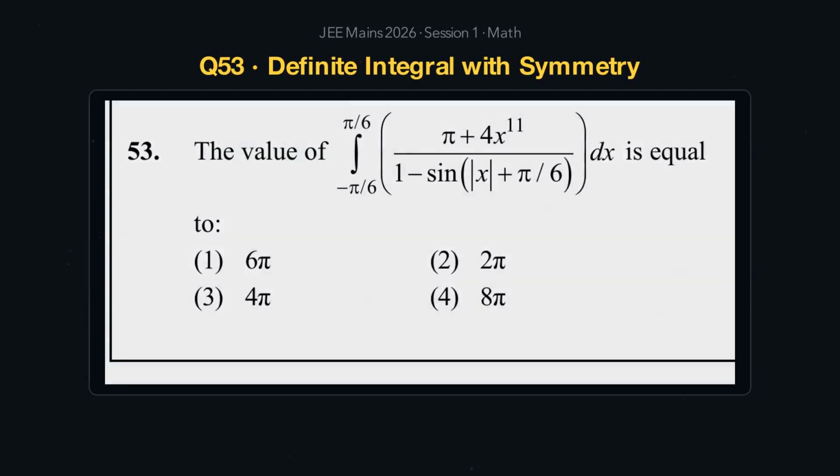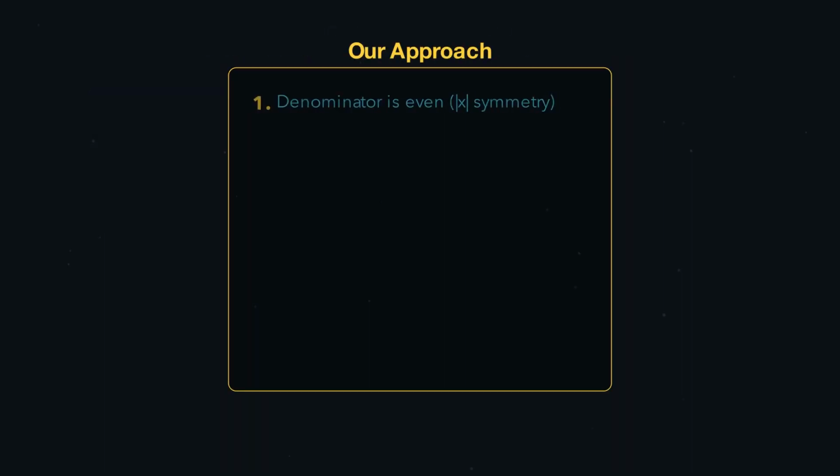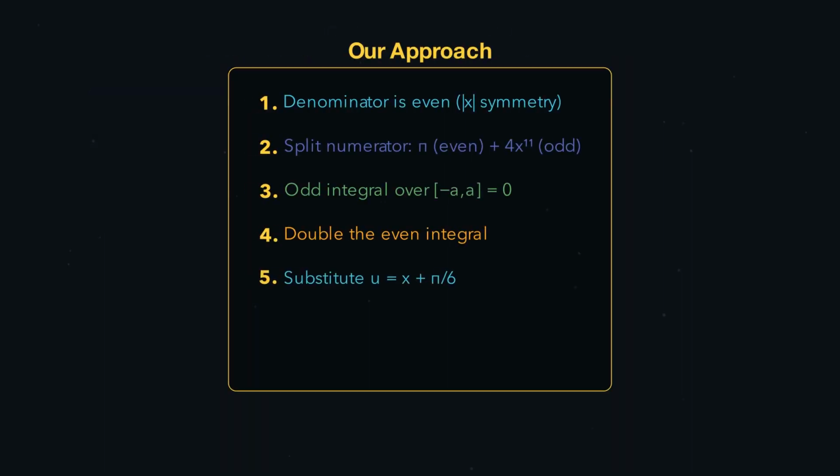Look at this integral. X to the 11th power. Absolute value. Trig in the denominator. Looks terrifying, but watch what happens. Here's our approach. First, we'll check whether the denominator is an even function, and it is, because of the absolute value. Then we'll split the numerator into even and odd parts. The odd part vanishes instantly over our symmetric interval. Finally, we evaluate the remaining even integral using a clean substitution and a standard antiderivative.